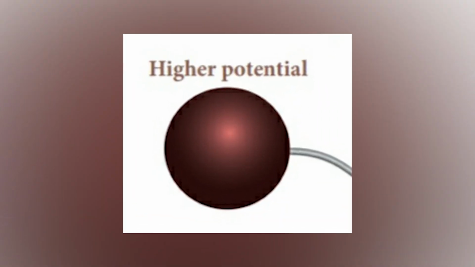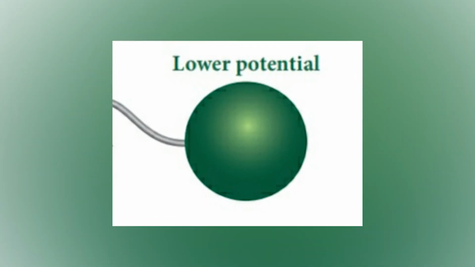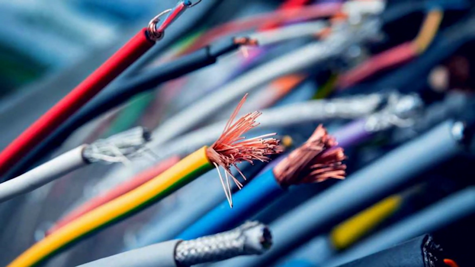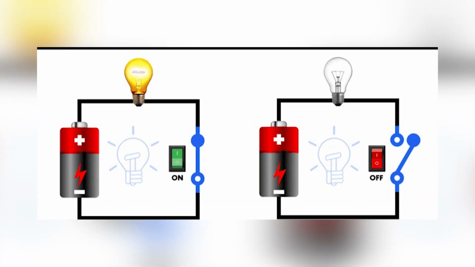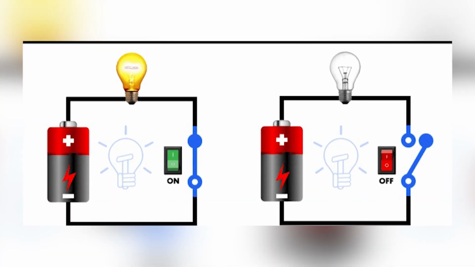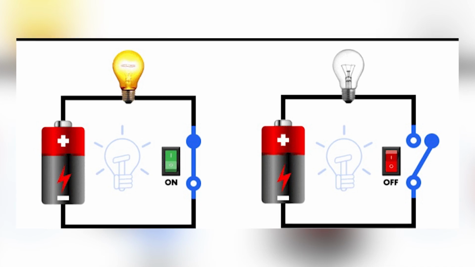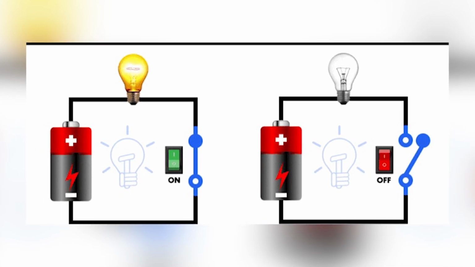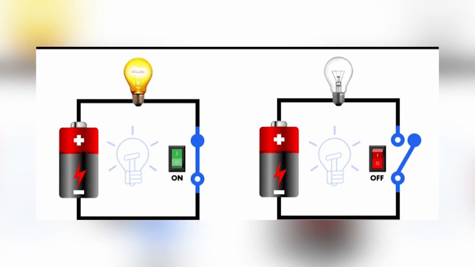Hence, the positively charged sphere is said to be at a higher potential and the negatively charged sphere is said to be at a lower potential. Hence, electrons flow from lower potential to higher potential. That is known as the electric current. Then, consider a wire. Inside a wire, there are so many electrons. Before connecting the battery, the electrons are in a stable position. After connecting the battery, the electrons move from lower potential to higher potential.